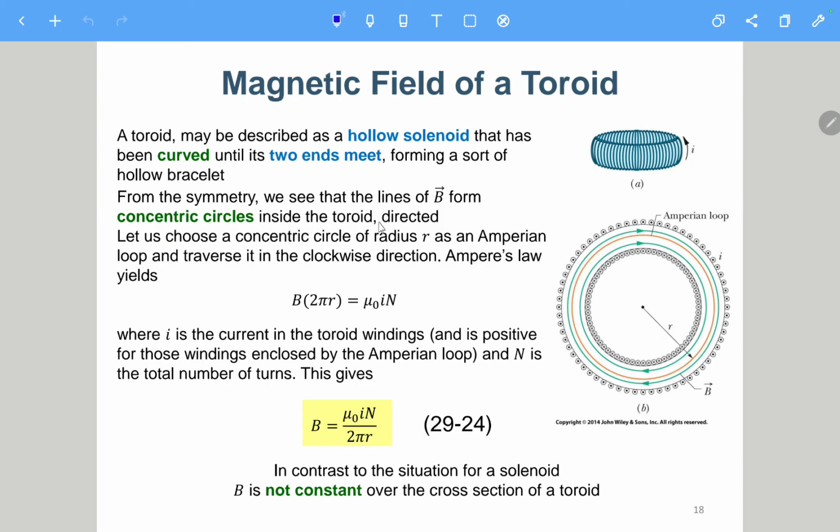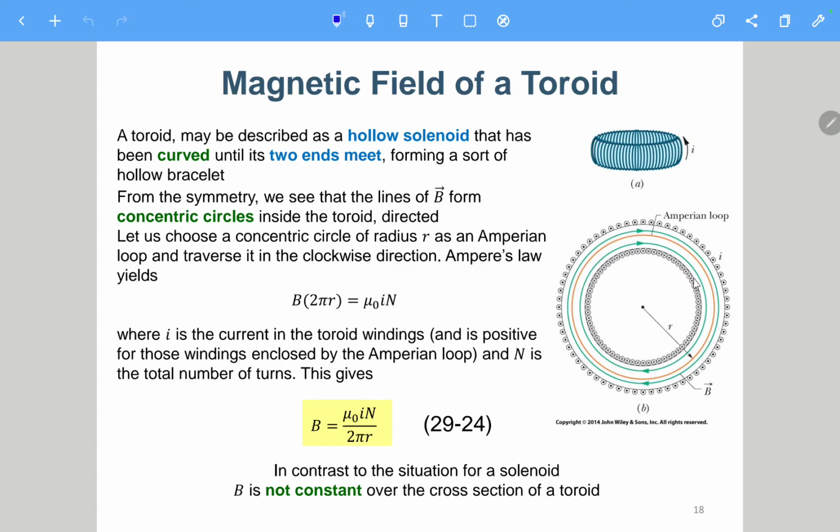Okay, so from the symmetry, we see that the lines of B form concentric circles inside the toroid. Here this is the toroid, and this is the cross-sectional area of the toroid. So you try to cut it like this, so you can see the cross-sectional area, a picture like this.